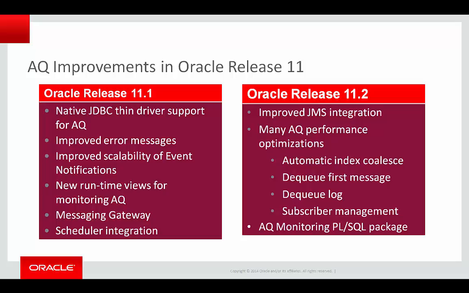There are many important performance optimizations. One of the key ones is the index coalesce. If you had a very heavily enqueued and dequeued queue, you would periodically need to coalesce the index to improve performance. Now, this is all done automatically by AQ at near the optimal time. We've done optimizations for dequeue by first messages and also dequeues in general, as well as subscriber management.